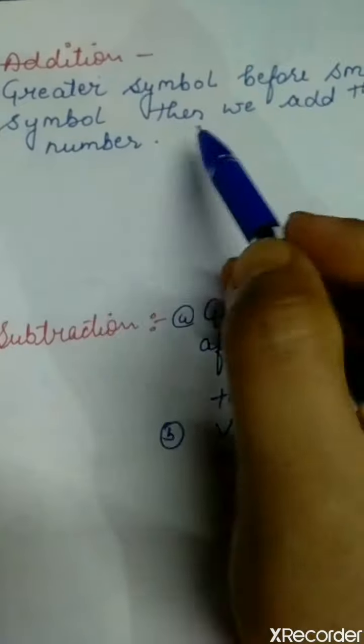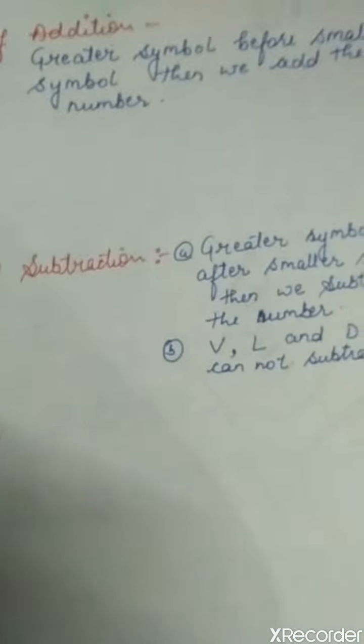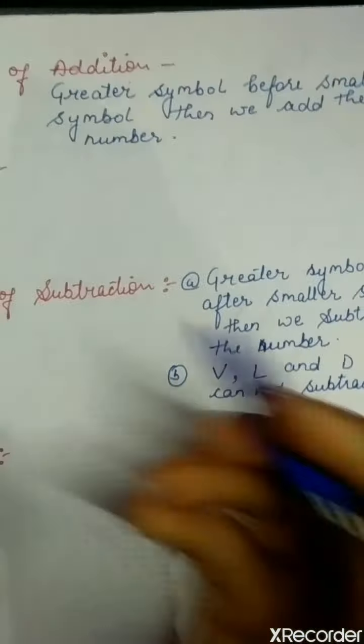Now the next rule is the rule of addition. What is the rule of addition? It is just that when a greater symbol is written before a smaller symbol, then we add both the symbols. Let's say, like if I am writing X, you know that X is the symbol of 10, and then I.